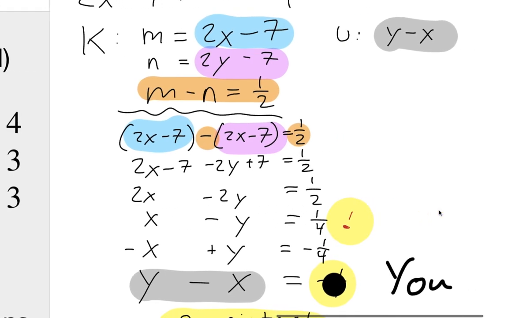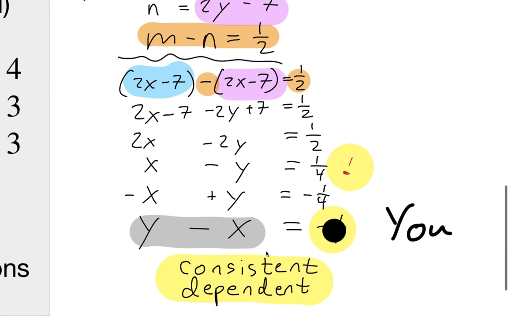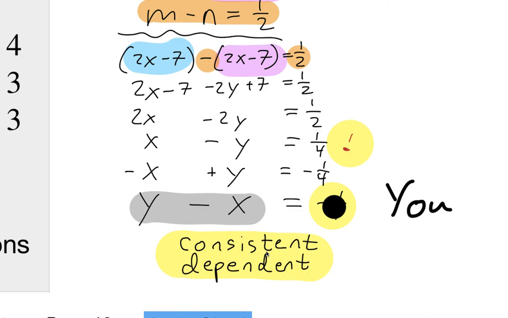Whoa! You might think that that's where we want to stop. X minus y is 1/4, but what we're looking for is y minus x. And I know that if you multiply all the terms on both sides by -1, then you'll be able to switch things around. Negative x plus y is equal to -1/4, or rewritten like we're looking for, we have y minus x is equal to. You tell me what that is. What is the answer?